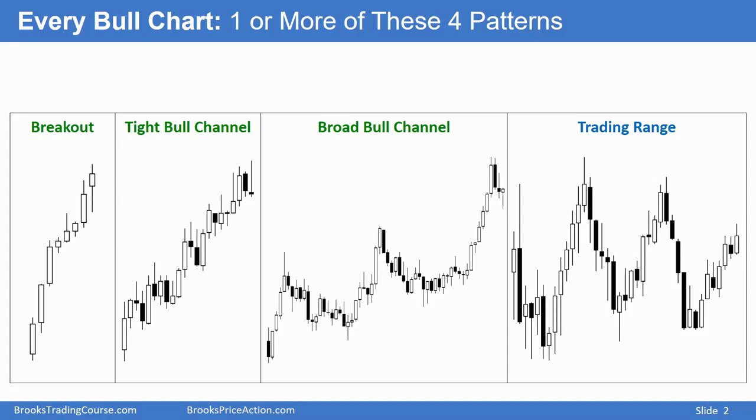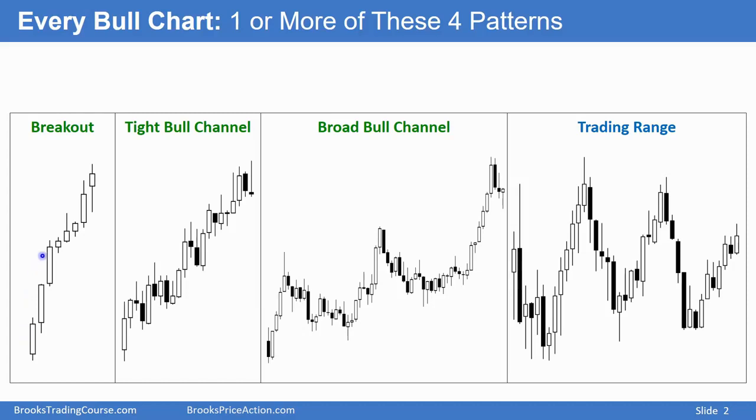Every bull chart is made up of one or more of these 4 patterns. And it doesn't matter on the time frame, doesn't matter on the type of market, doesn't matter on the type of chart. Every chart that's going up is made up of some combination of these 4 patterns. Sometimes the pattern might only be a bar or 2 long. Sometimes it may be 20 or more bars. For example, breakouts are often relatively brief, and trading ranges can last a very long time.